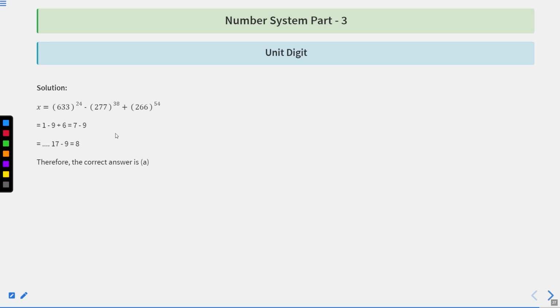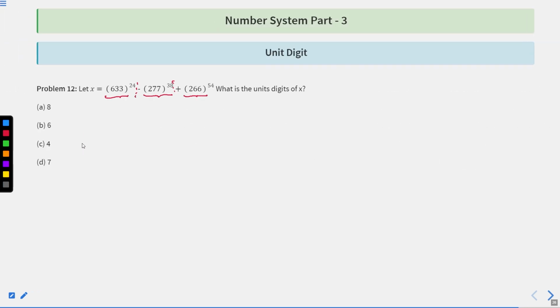So for this part, unit digit is going to be 1. For this part, unit digit is going to be 9. And for this part, unit digit is going to be 6. And on simplification, you will have 8 as your final answer. So therefore, the correct answer is option number A, that is 8.